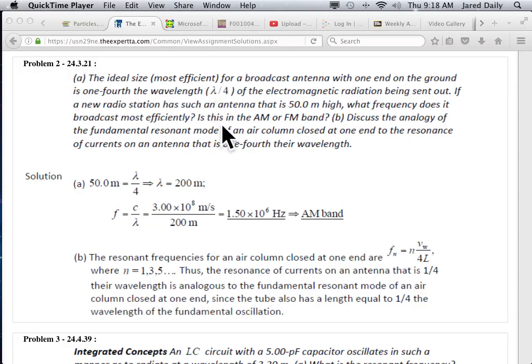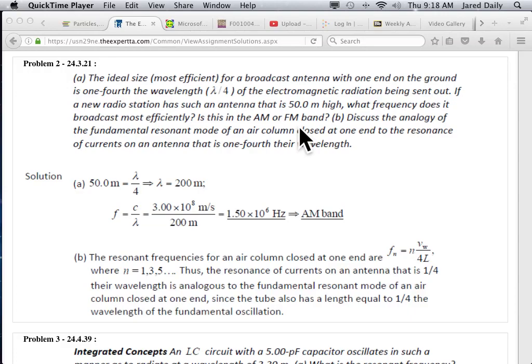They're telling us that we're using an antenna that's 50 meters high, and we want to know what frequency it's going to broadcast at. Well, if the antenna is 1/4 the wavelength, and the antenna is 50 meters, then our wavelength is going to be 200 meters.